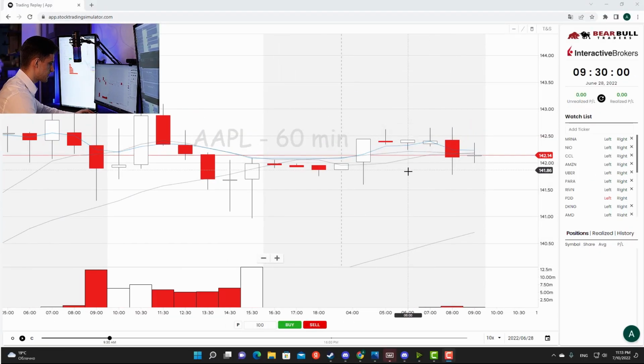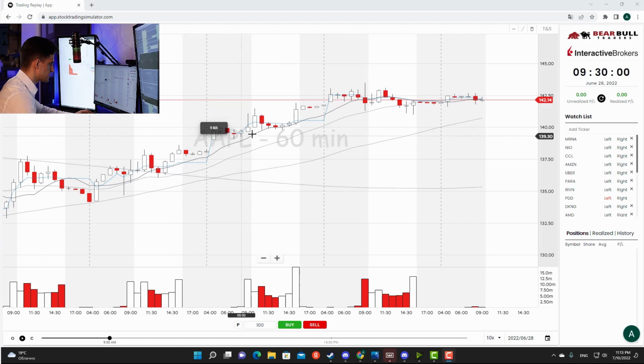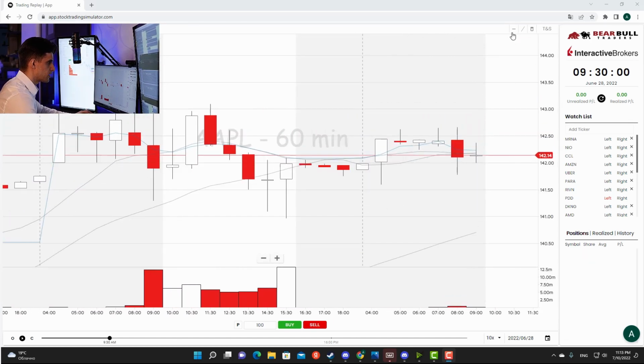This is one of the stocks that I traded on the 28th of June. I played it for momentum. The reason I played it for momentum, you can see that on the 60-minute chart we were uptrending, and then for the past day we were going sideways. Approximately, I want to play it to the long side around 142.65 and 142.50, somewhere around here.